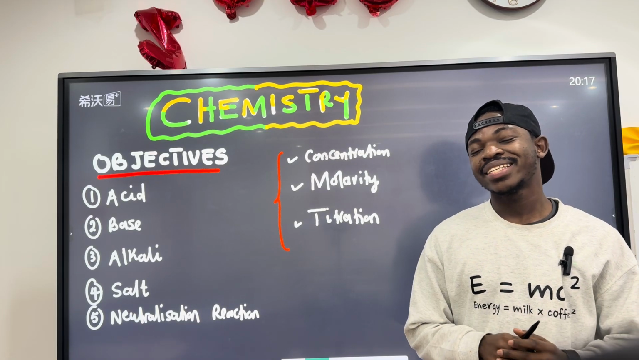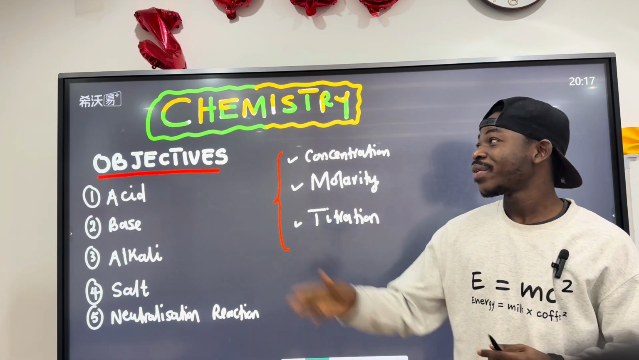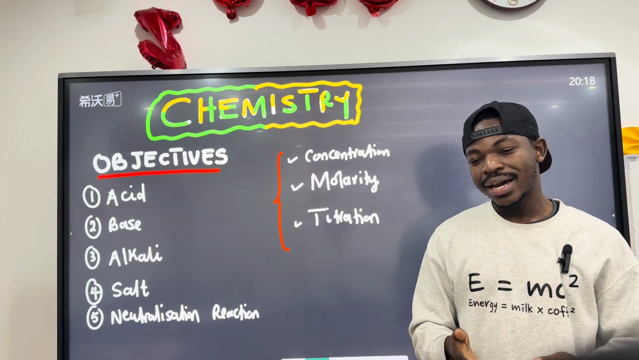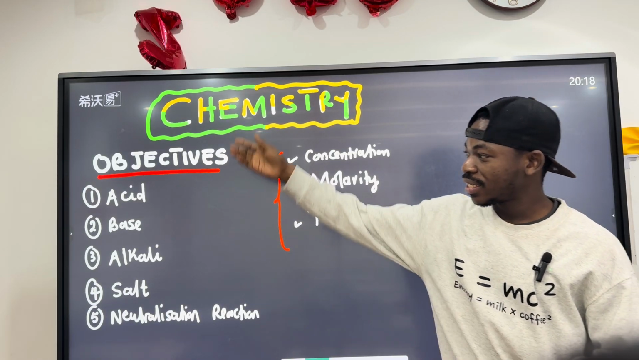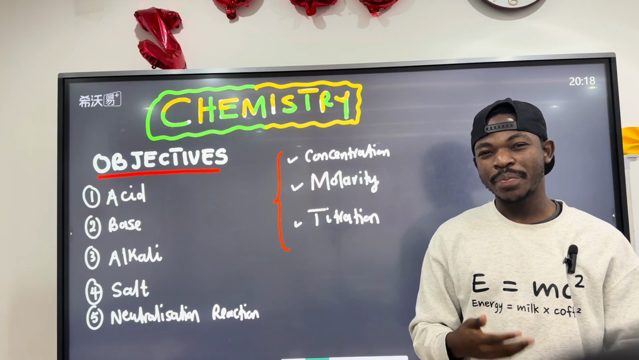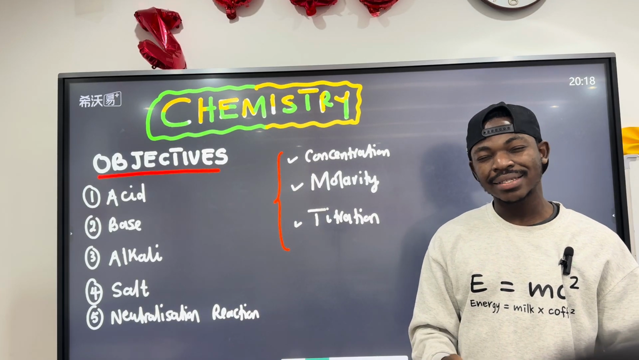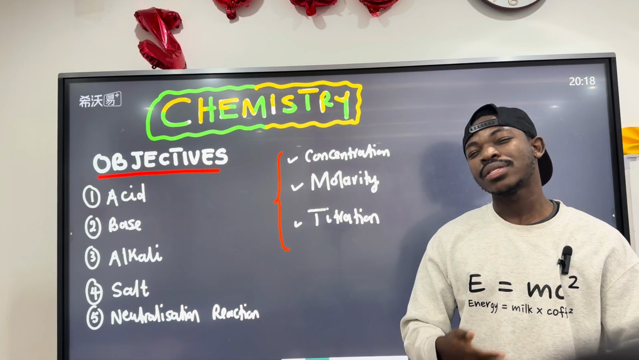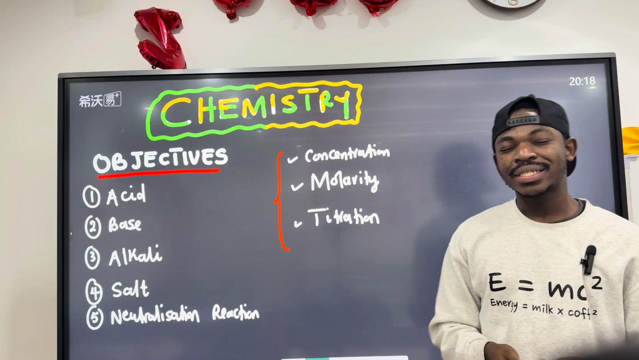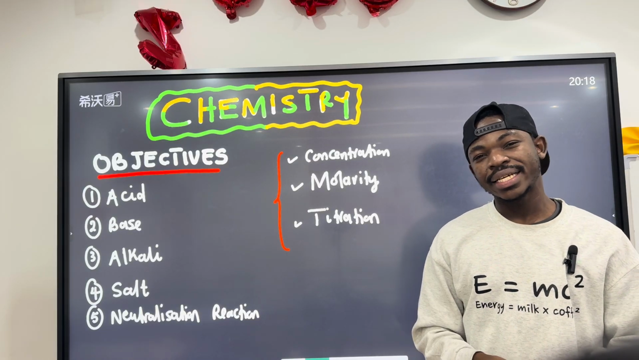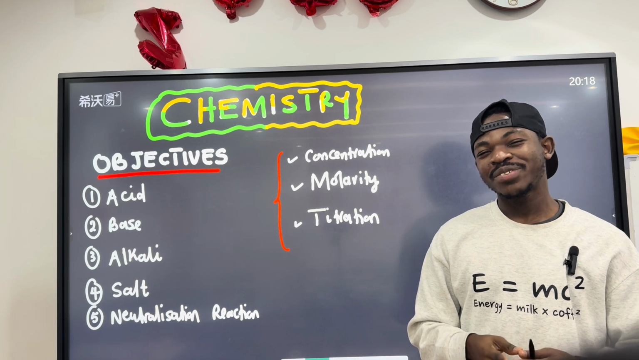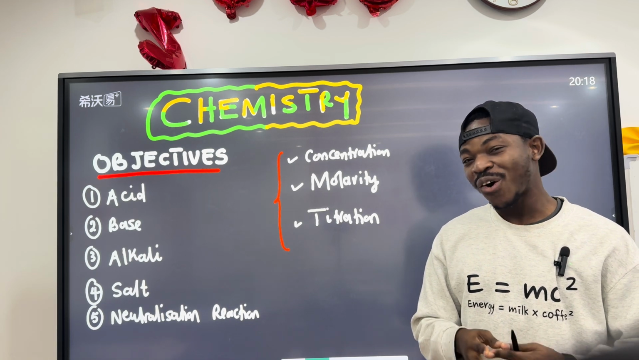So in this particular session, I want to take you through chemistry. I want to give you a basic overview understanding of the terms that you're seeing here: acids, bases, salts, neutralization, alkali. We also want to learn about concentration, molarity, titration, and things like that. By the end of this video, you'll be able to understand all these terms.